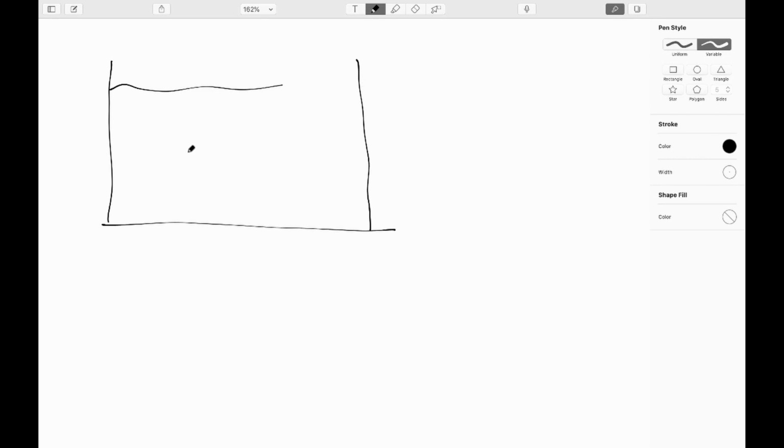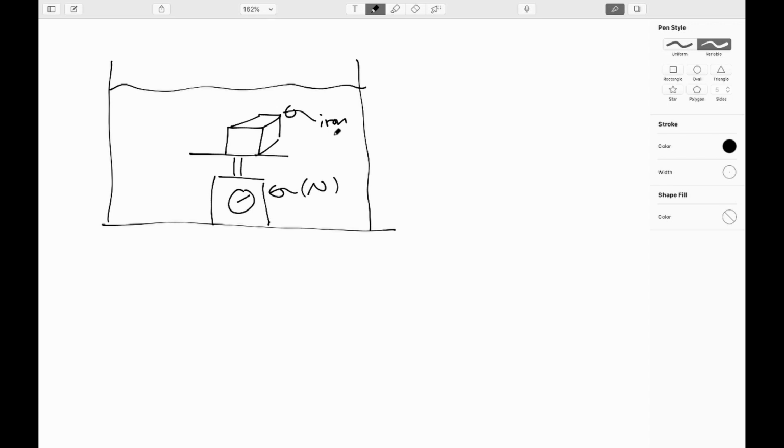a scale. And let's just say the scale will read in newtons. And I go stick a cube of iron on the scale. Let's say it's 10 centimeters on a side. We'd like to know what value the scale would read.